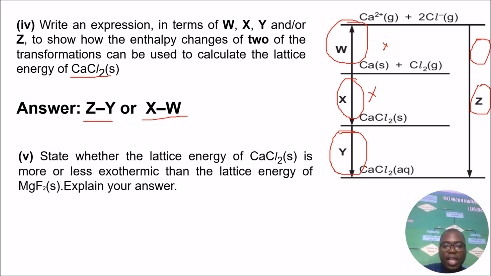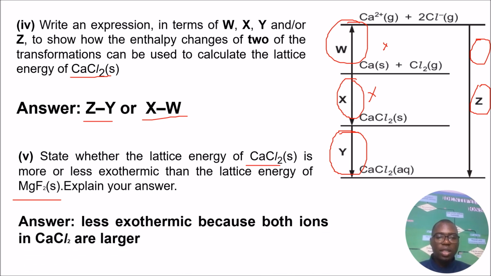Then state whether the lattice energy of CaCl2 is more or less exothermic than the lattice energy of MgF2. Explain your answer. Here, your answer will lie in the fact that you need to check the size of the ions. Which one has got bigger ions? The one with bigger ions is the one that is going to give you a smaller lattice energy. So in this case, it will be less exothermic because both ions in CaCl2 are larger. Okay, less exothermic because both ions in CaCl2 are larger.